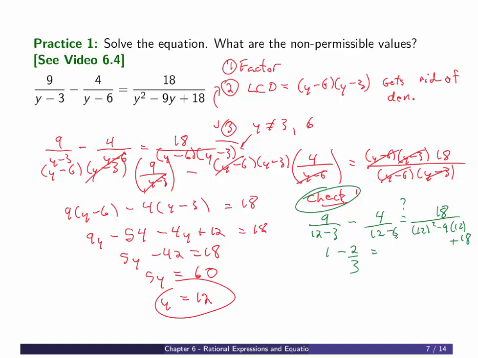And we have 18 over 54. Okay. And 18 over 54 is 1 over 3. 1 minus 2 over 3 is 1 over 3. So 1 over 3 equals 1 over 3. So this is correct. Okay? There is our check. Pretty straightforward, right?